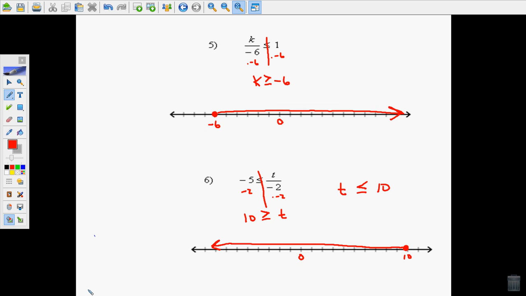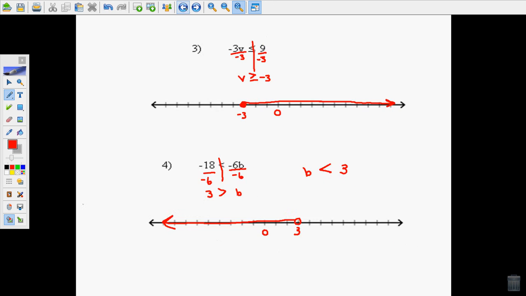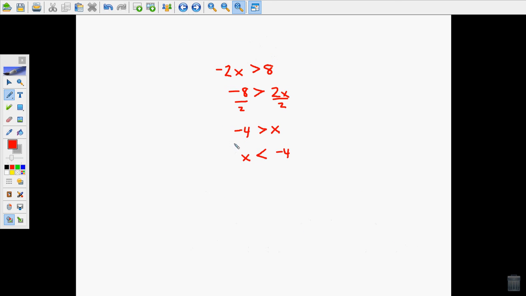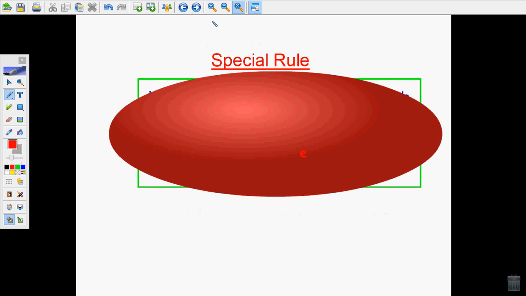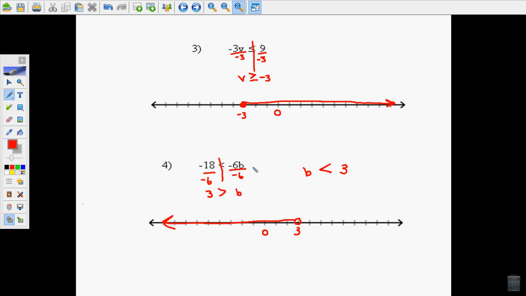And remember, if you multiply or divide by a positive number, nothing changes. You do it the same way you've always done it. The inequality just drops straight down when you multiply or divide by a positive. But when you multiply or divide by a negative, it confuses everything around, and so you have to use the flip-flop, and you have to flip that inequality sign around.